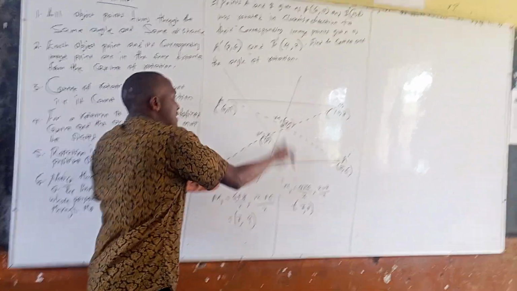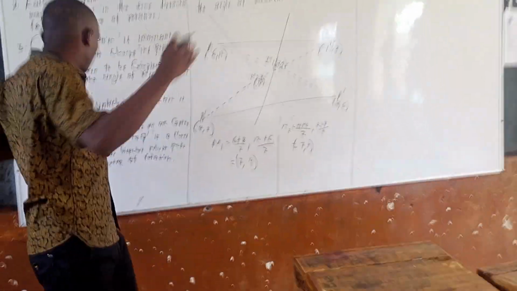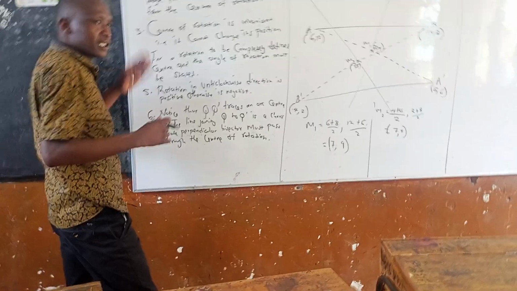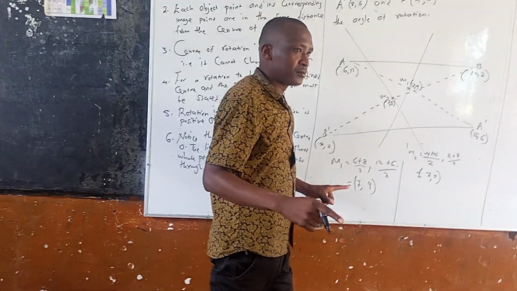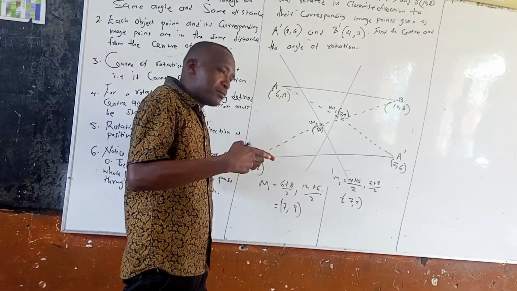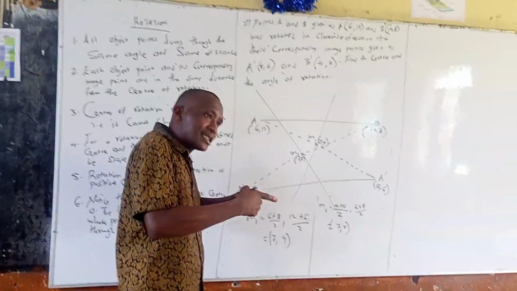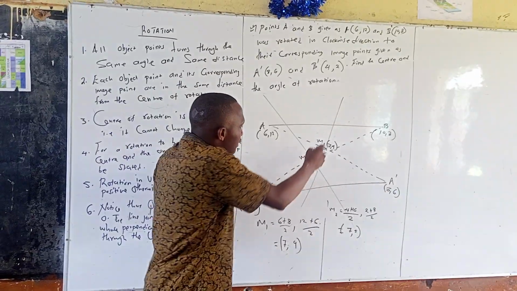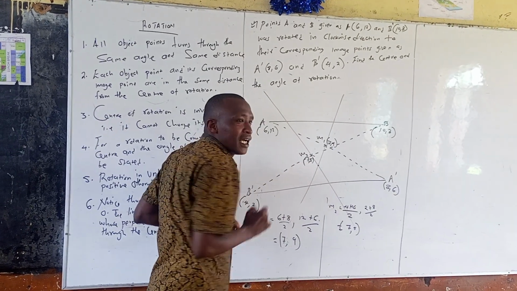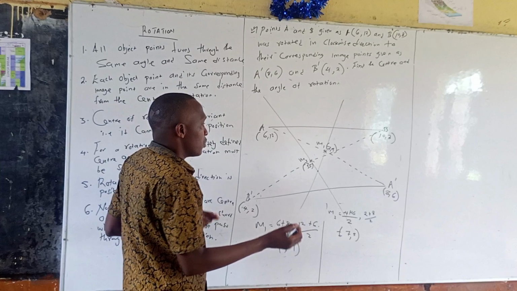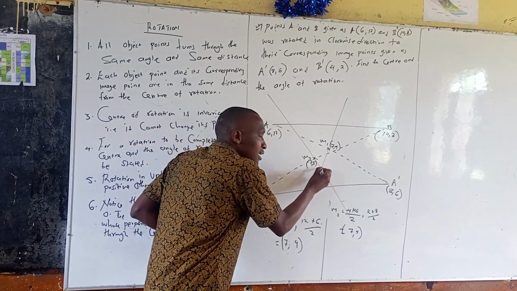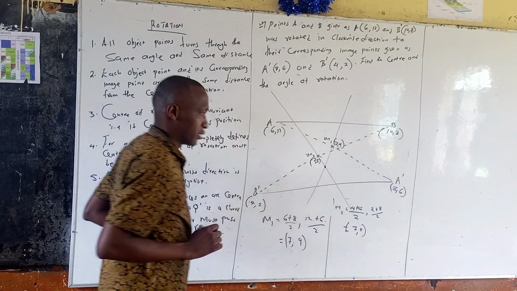these perpendicular bisectors of lines joining Q image, and in our case is P image and A image, must pass through the center. Yes? If both lines must pass through the center, it means they will intersect at the center. And the point of intersection, when you check, I'm seeing this here. Yes? Are you seeing it? So we want to find the coordinates of the center of rotation.